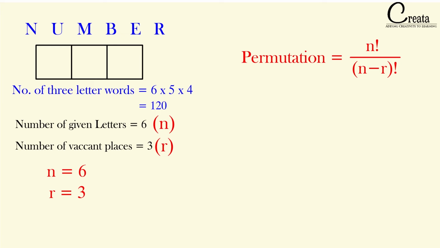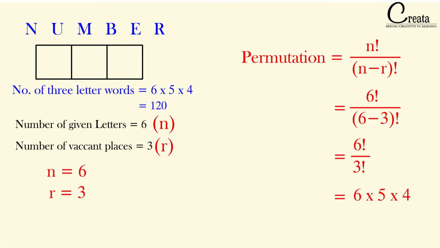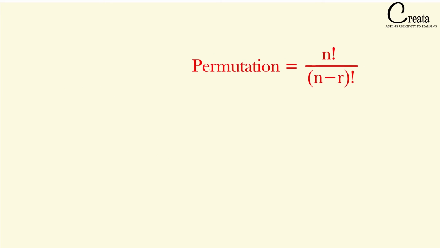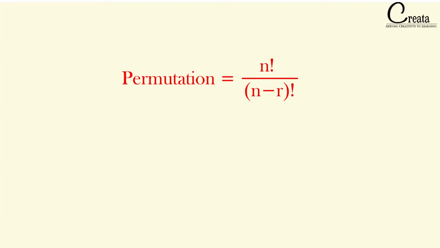Here n is 6 and r is 3. So let's check our answer. Let's put it. We got 6 factorial upon 3 factorial. On solving, we got our answer as 120. Got it? Our answer is matching, which means this formula is applicable. Okay, this is the formula of permutation.